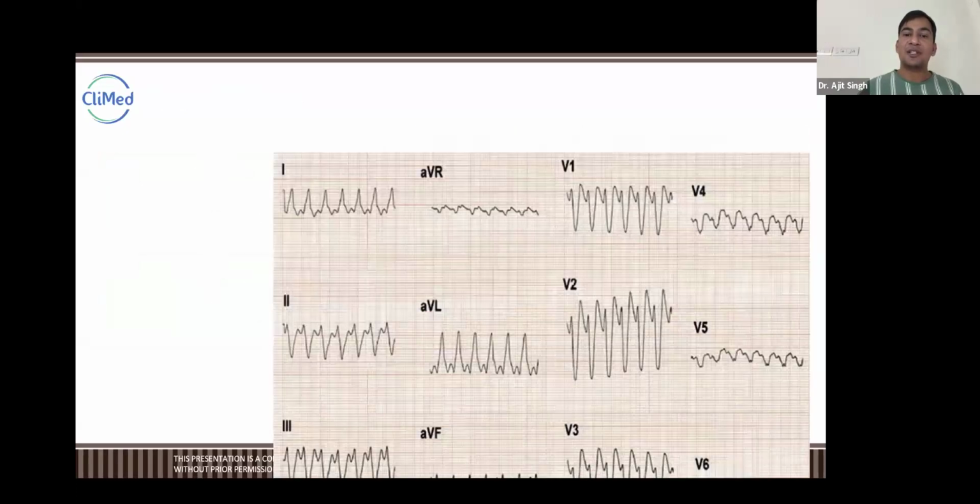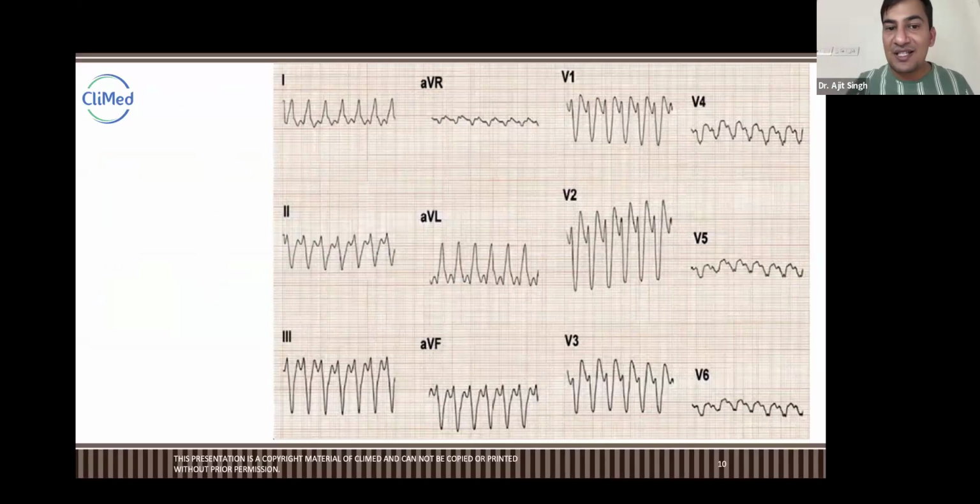So now this is here for you. What is this, guys? Which complex is this? Tell me, which complex is this? Yes, people, tell me. LBBB. LBBB, okay. Why is it LBBB?